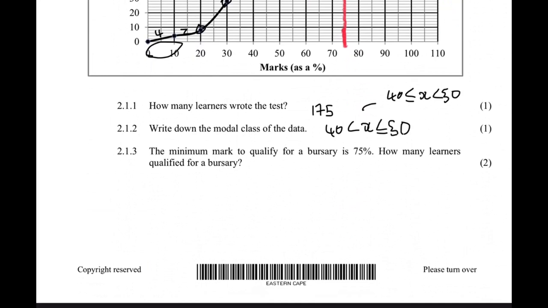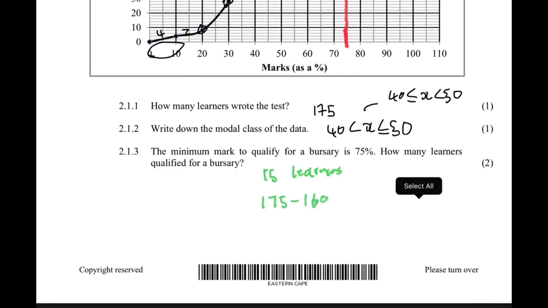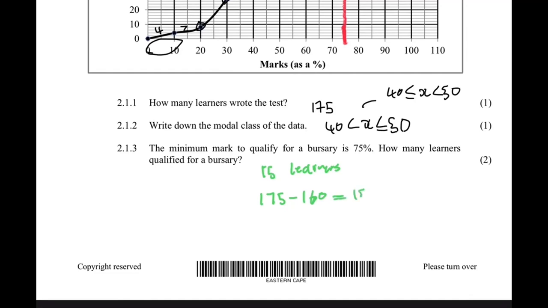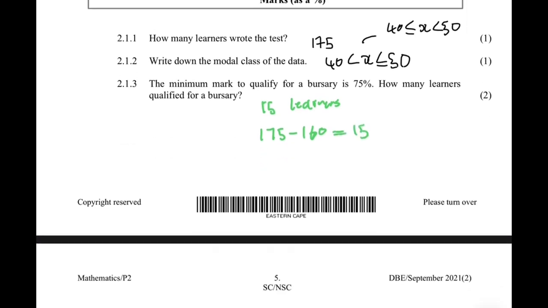So here we're gonna have how many learners qualified for the bursary? 15 learners qualified for the bursary. But you don't just write 15, you have to show that you are saying 175 minus 160 is equals to 15, and then you'll be fine.